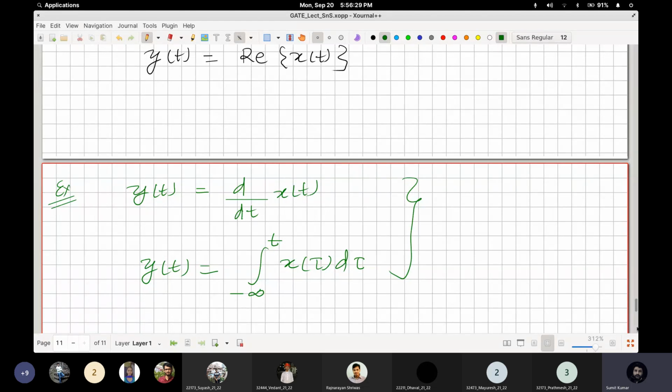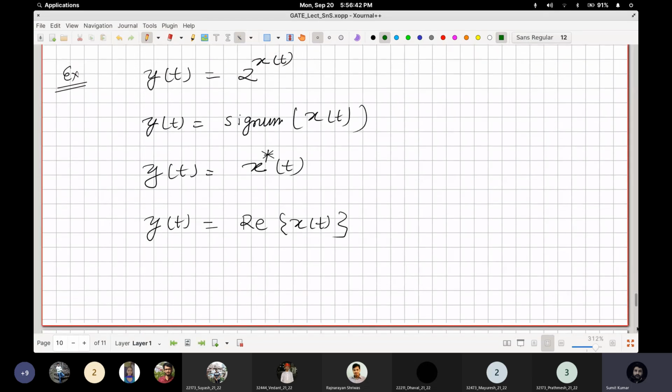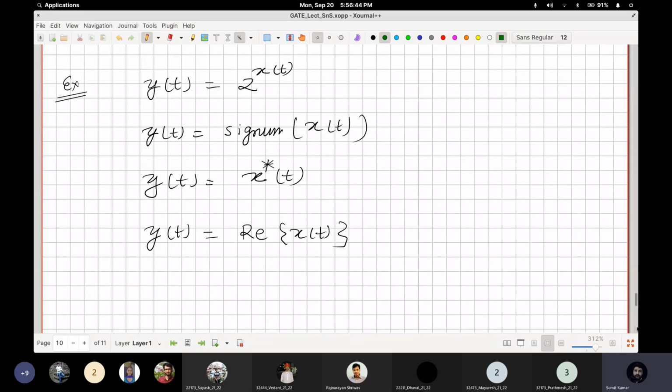Just now you saw that when we added xt and x of 2t, we got a linear combination. I said that a linear combination of linear systems remains linear. So both of them are going to be linear. Now you identify these problems and you can get quite a few of them. You have to practice as many questions as you can in order to understand this.